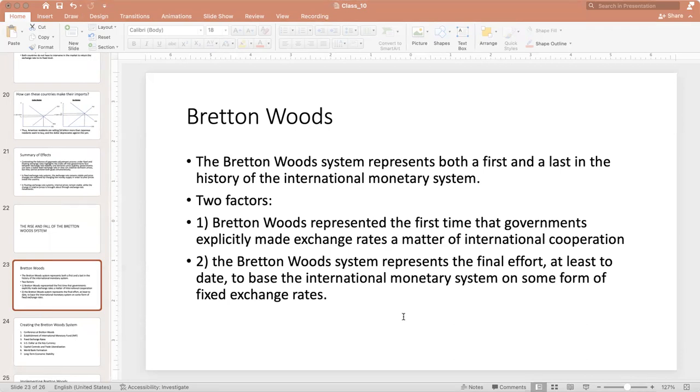In fact, as you will read in the chapter, in the early 1970s, the pressure led to the collapse of the Bretton Woods system and the transition to a flexible exchange rate regime. While the system may not have endured, its legacy and the lessons learned continue to shape international monetary discussion and policy frameworks.